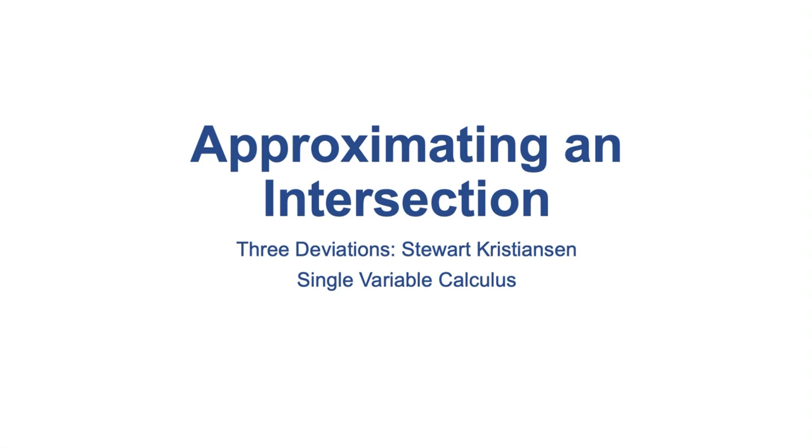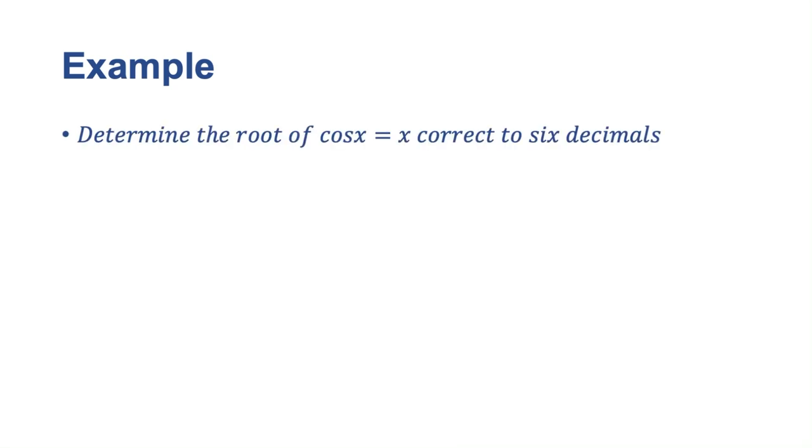So, let's talk about our example. Today's example says that we are going to determine the root of cosine of x equals x, correct to 6 decimals. So you can kind of graph this out, what this is going to look like, although it probably won't be extremely helpful, but it's just nice to know what something looks like sometimes.